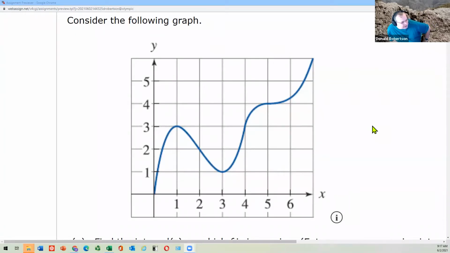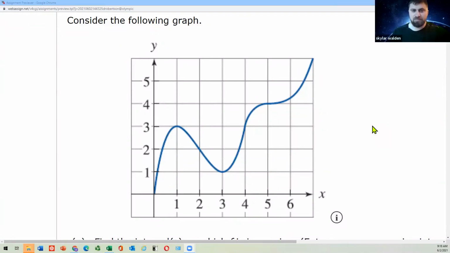Give me an increasing interval. 0 to 1. Give me another increasing interval. 3 to 5. Yes. And then 5 to whatever, 7, right? Bit sneaky, that one. What's the problem with 5? You know, x equals 5. Why isn't it part of an increase? It's kind of just flat.